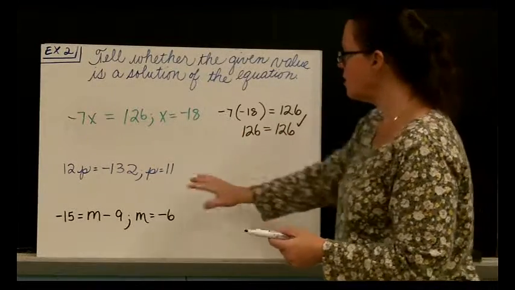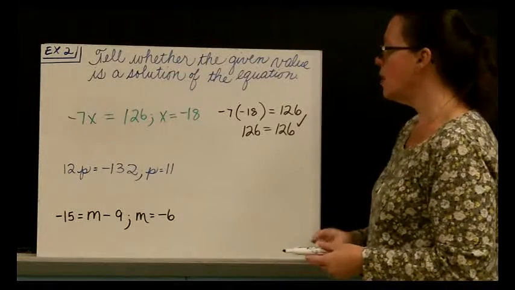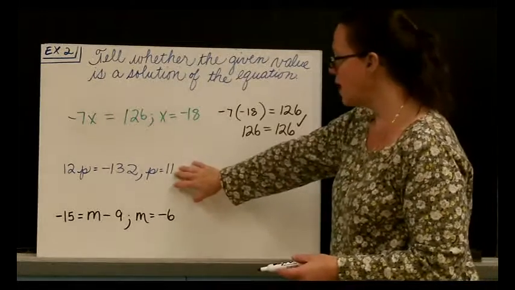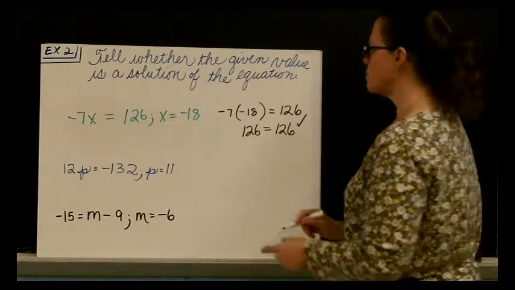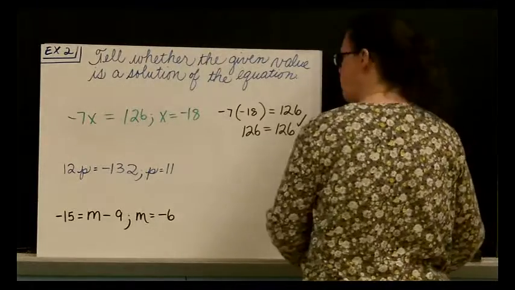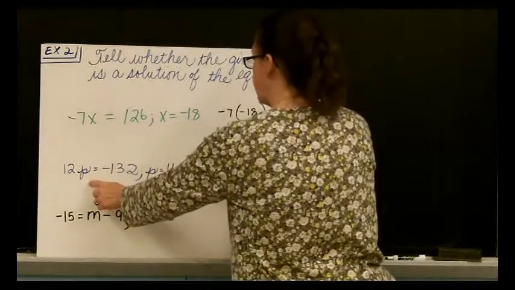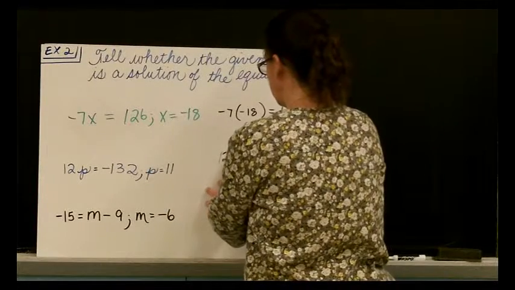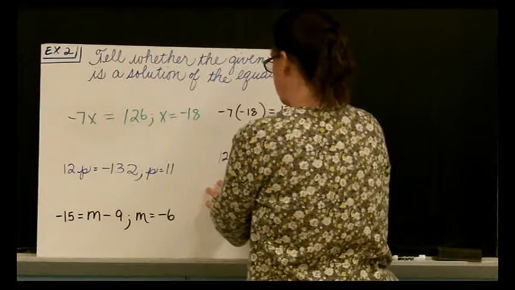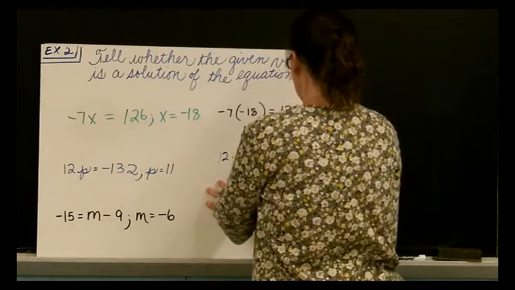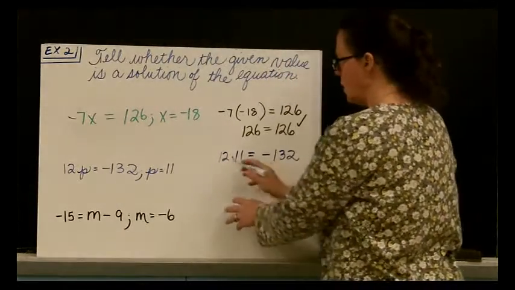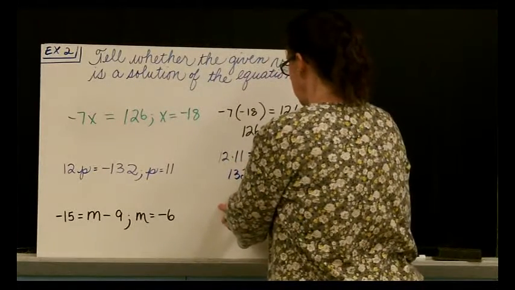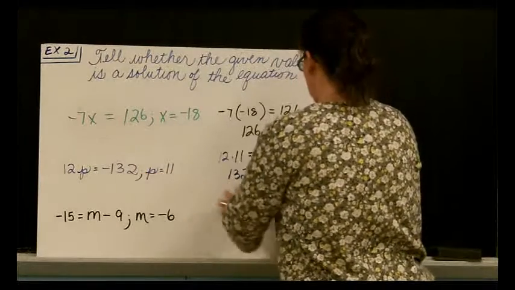And we're going to do the same thing for this second example. 12p equals negative 132, and we have to test the number 11. So again, we will substitute. Instead of 12p, we are going to write 12 times 11 equals negative 132. 12 times 11 is 132. And then we bring down our answer.